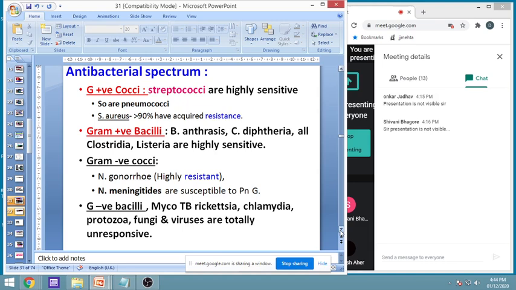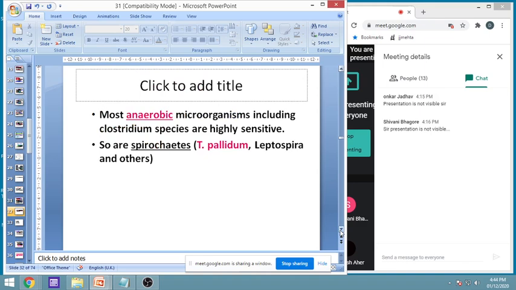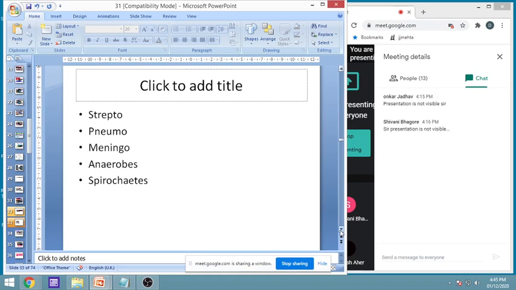They are totally unresponsive. There is no action on these, like tuberculosis, Rickettsia, Chlamydia, protozoa, fungi, viruses. There is no point, nothing. It is just a waste of time, money, and maybe the condition of the patient. Most anaerobic microorganisms, including Clostridium species, are highly sensitive. Then some spirochetes are highly sensitive. There are many spirochetes which can cause a variety of infections. They usually do not cause disease, but once they do, they are very difficult to treat.